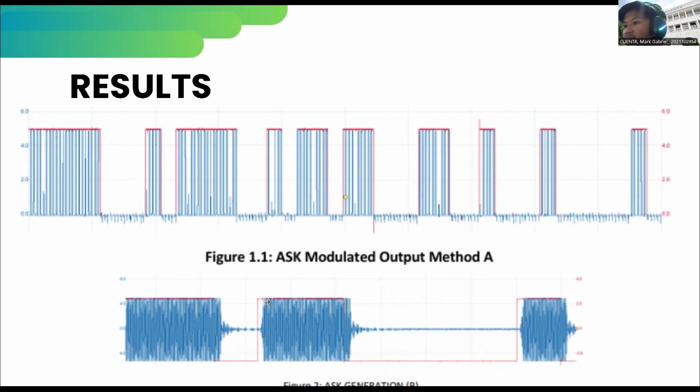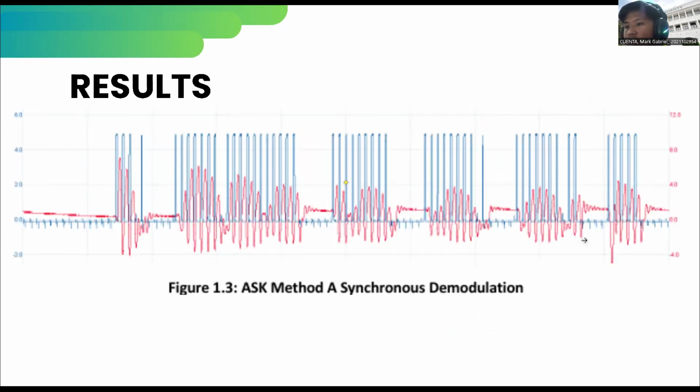Moving on to the next one, method B, wherein the red waveform represents the message signal, while the blue waveform represents the carrier signal. The resulting modulated output is observed to be an analog signal. Next is the ASK demodulation. The output displays the synchronous demodulation, showing an analog waveform where the shape of the output signal follows the pattern of the original signal.